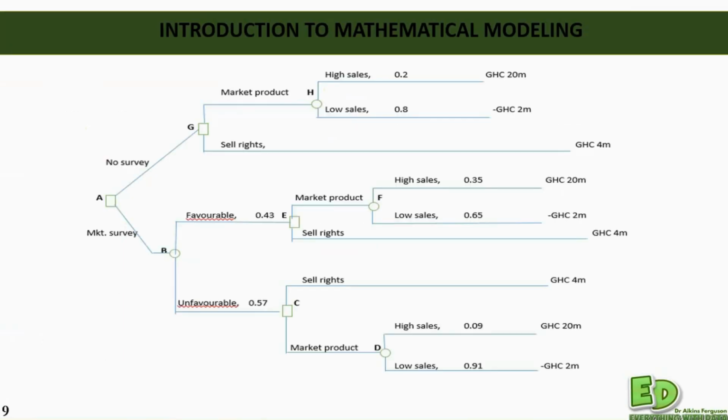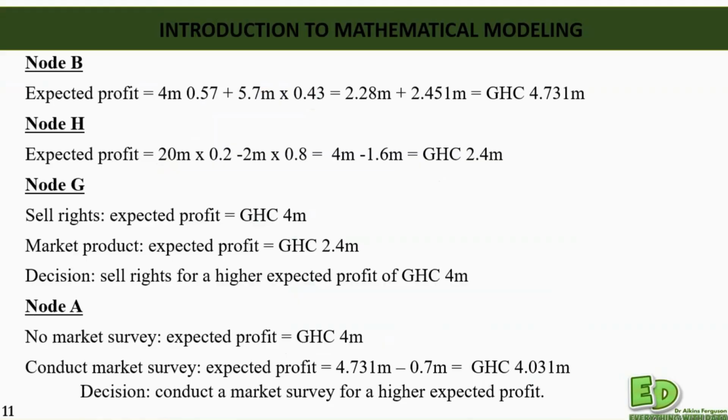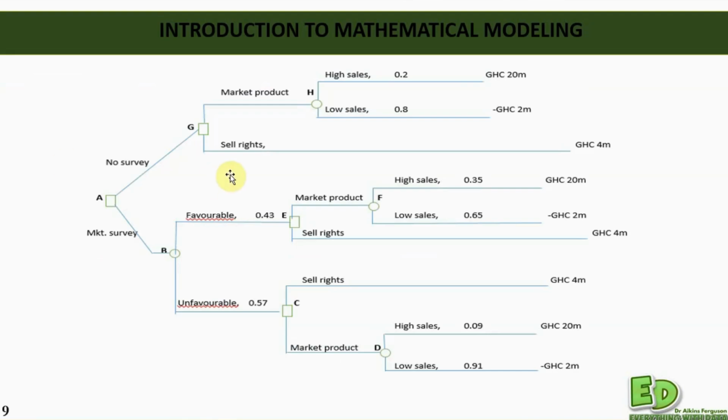So from node H, I'll come to node G. Node G will have the monetary value we got from node H, 2.4 million. For node G, if we sell the rights, we have 4 million, and based on node H, node G has 2.4 million. So compare the two and select the highest. The highest is 4 million, so 4 million will be written on node G.